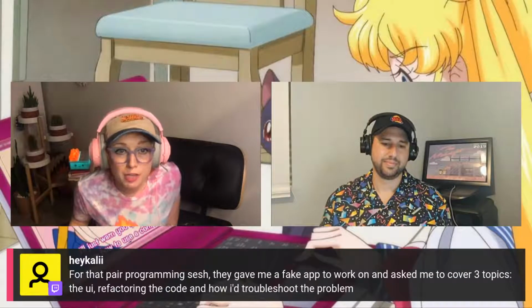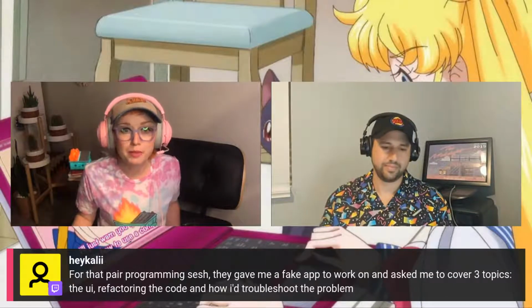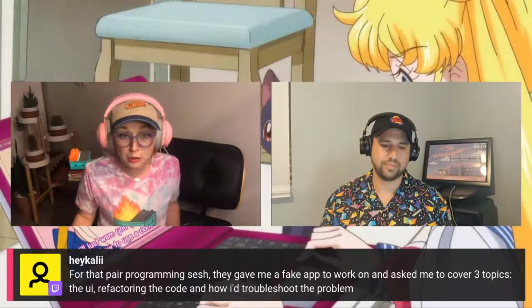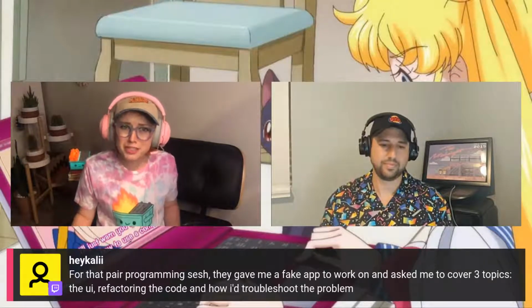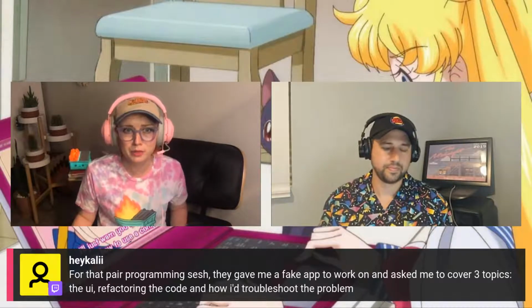That we've got covered. I like this comment here that said, for that pair programming session, they gave me a fake app to work on and asked me to cover 3 topics: the UI, refactoring code, and how I troubleshoot the problem. That's really interesting. I really like that. Did you enjoy that? I think that would be a really pleasant experience.